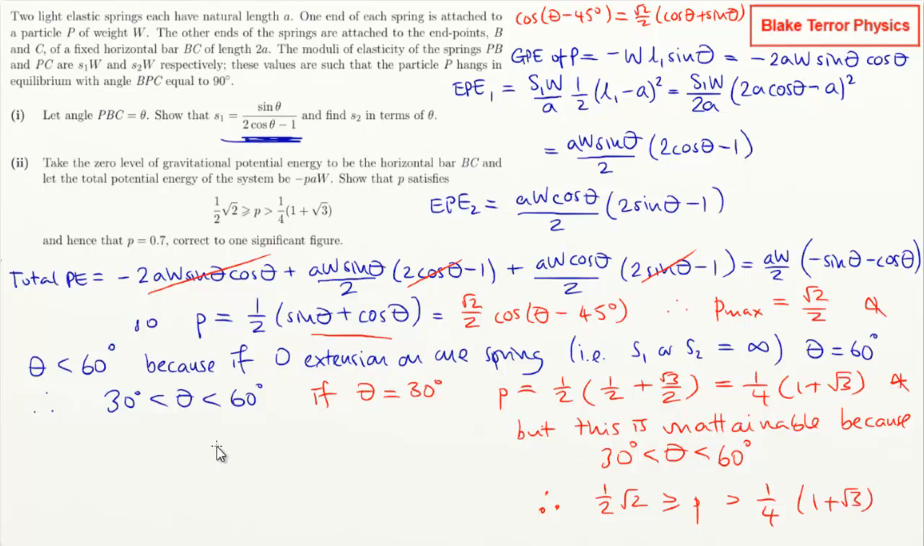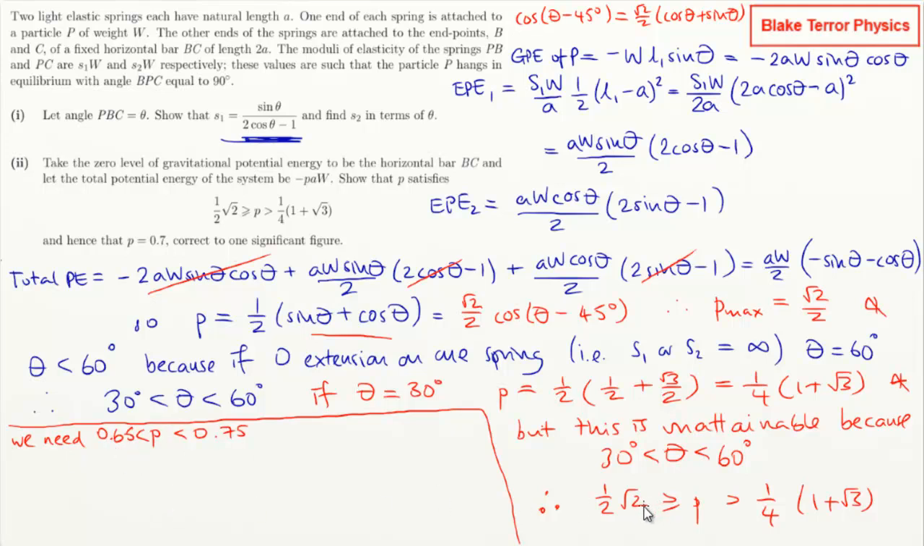Right, that shouldn't be too bad. Let's see if I can squeeze it on this bit of the screen. I haven't got much space left, but let's give it a go. So I need to show that if P is 0.7 to one significant figure, we need P to be between 0.65 and 0.75, and then all is good with the world.